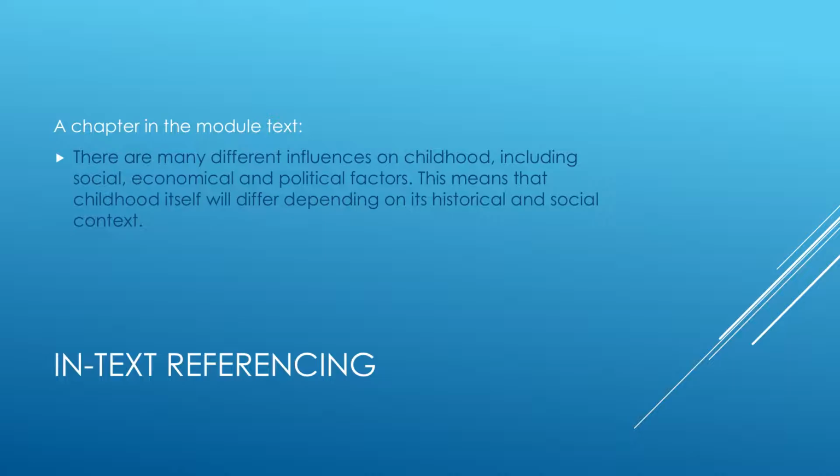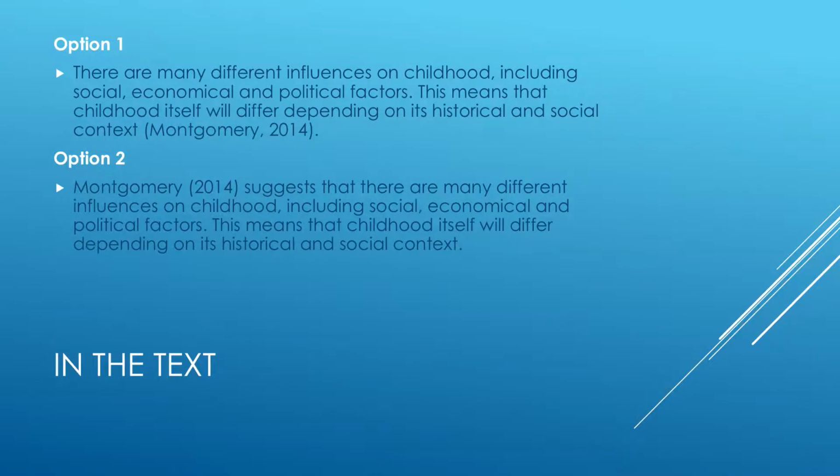Remember, in the text you need the briefest information possible. So, here's two ways of referencing this paragraph. In the first one, Montgomery's name and the publication date just come in brackets at the end. In other words, I write the paraphrase and then I acknowledge that it's drawn from Montgomery's work. In option 2, I introduce Montgomery into the sentence itself. So I say that Montgomery suggests that there are. And in that case, I just pop the publication date in brackets directly after Montgomery's name.